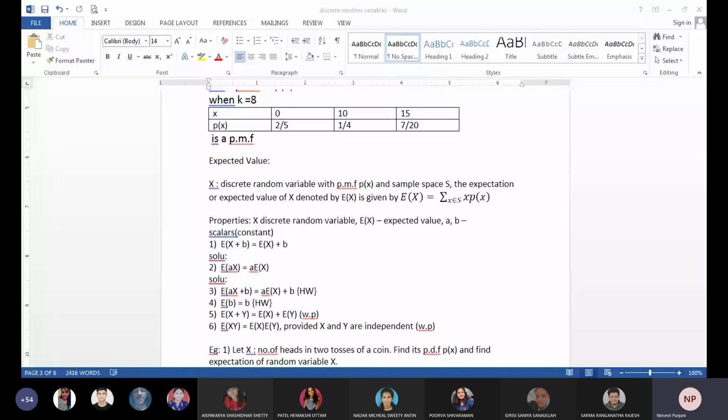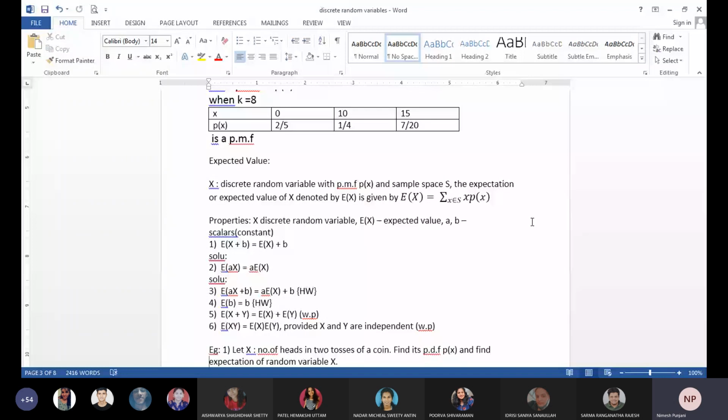What is given? X is a discrete random variable. E of X is the expected value. A and B are scalars. Scalars means some arbitrary constants. So this is what is given.